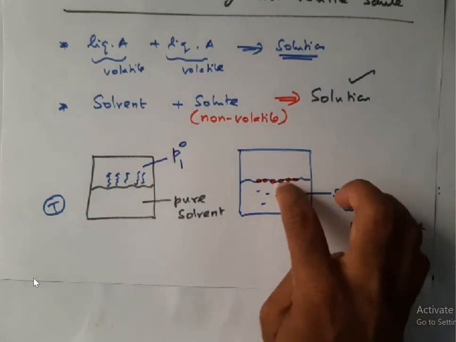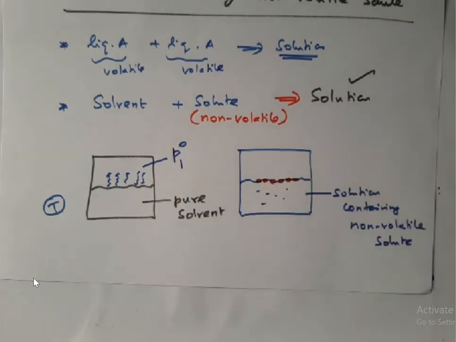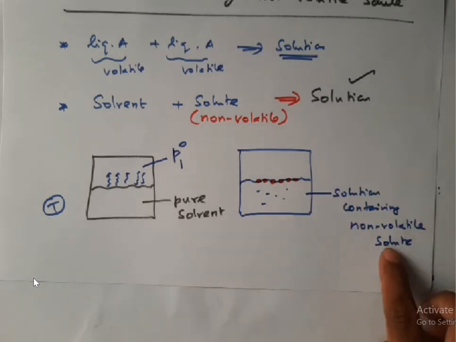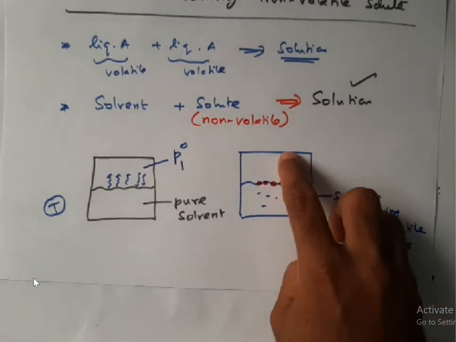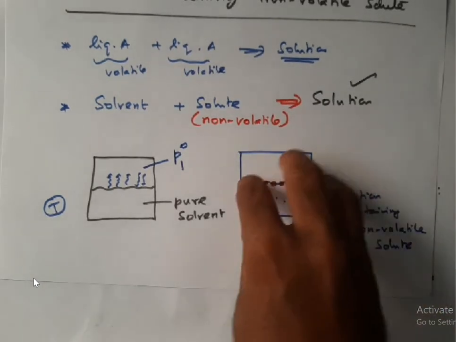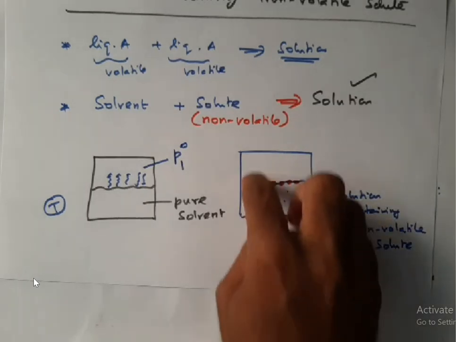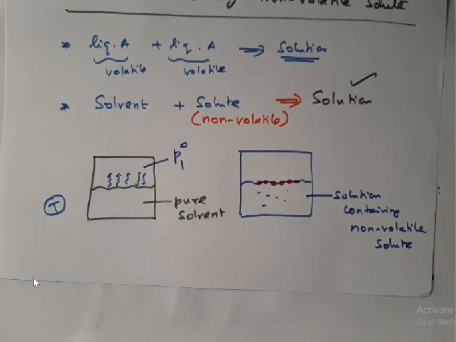Whereas here, now listen, some surface molecules are solute molecules. Solute molecules occupy some of the surface. Those surface areas are not available for the solvent molecules to go to the vapor state. Solute molecules cannot go because they are non-volatile. They never go to vapor state. So in the solution also, only solvent molecules go to the vapor state.